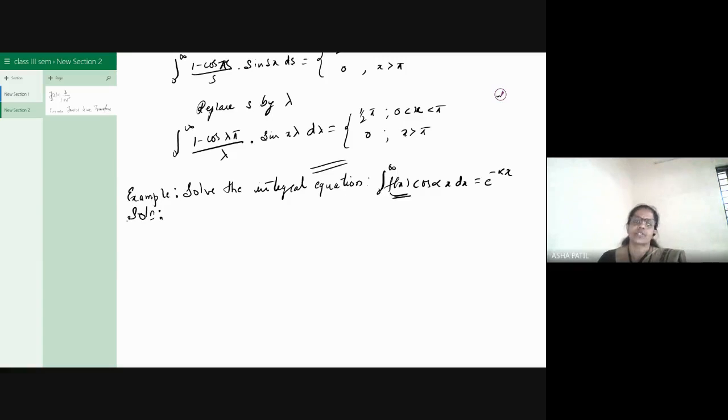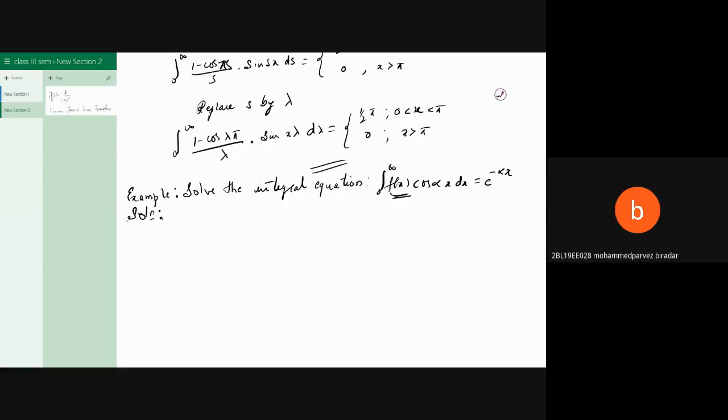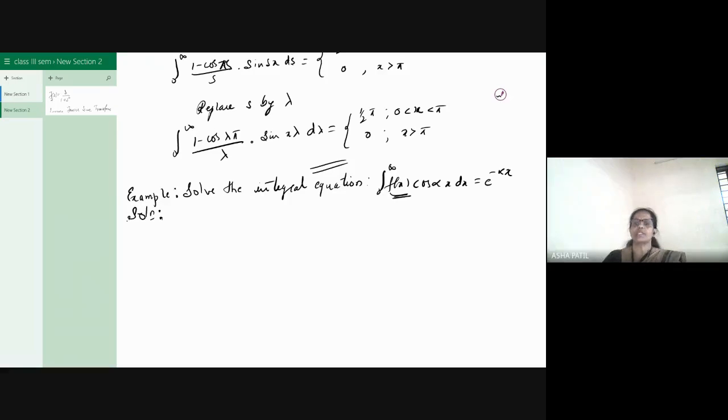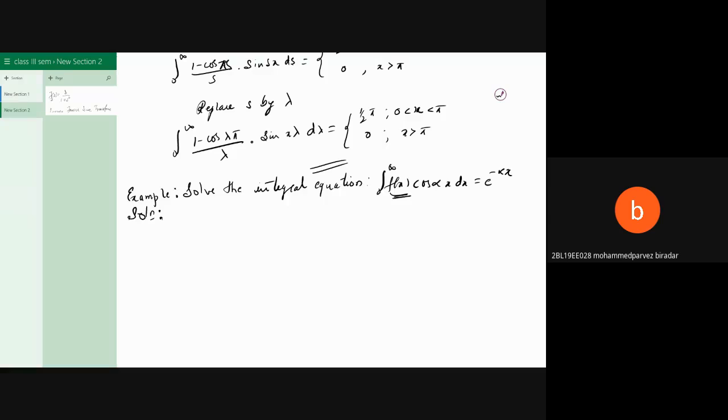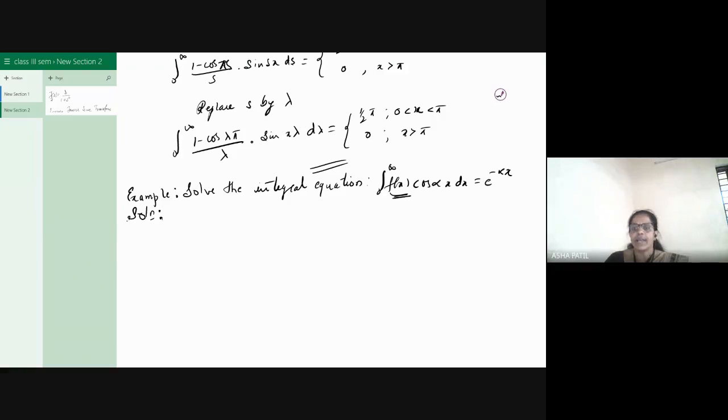Now how to get f of x? You have to go by inverse transform. By applying inverse, which transform? Which transform you have to apply? Fourier transform, sine or cosine transform? Cosine transform. Yes, you can see that here we have cos alpha x. So that means here it is the formula. What is the inverse Fourier cosine transform formula?